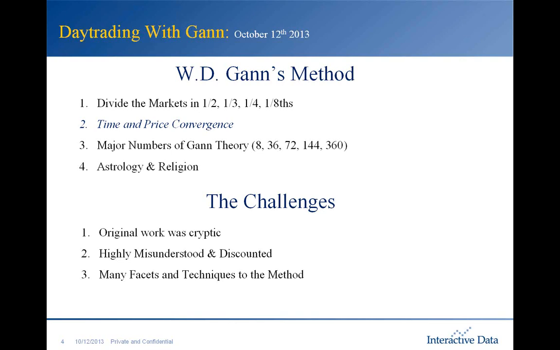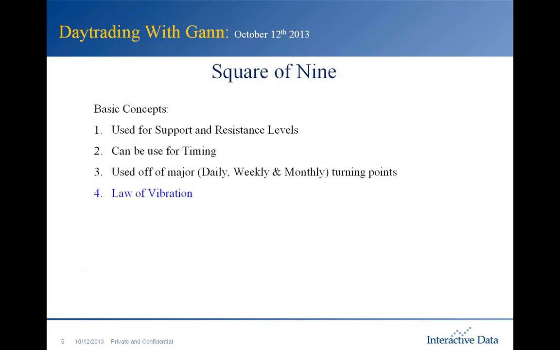Now, again, there are many facets and areas of Gann that we could study, but today we're going to be talking about the square of 9. A little bit about the square of 9: at the end of the day, what we are talking about here is identifying support and resistance levels. That's what this is about.